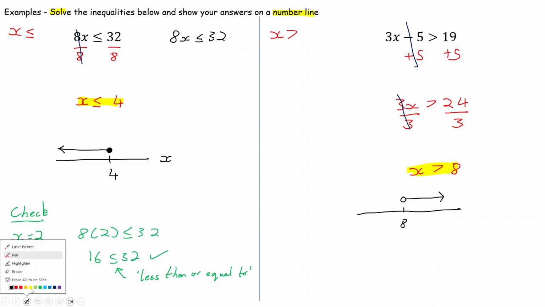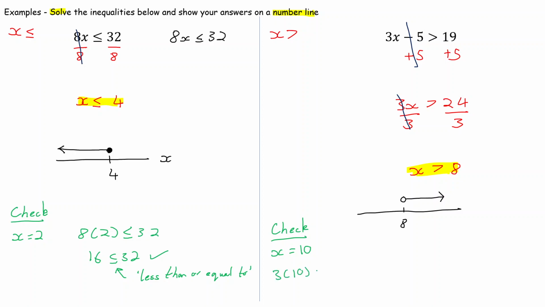And again, let's just show you what's really going on here by checking our work. We are saying any value bigger than 8, but not including 8, should satisfy our original inequality. So let's check that. Let's use a value bigger than 8, like x is equal to 10. That's quite an easy one to use. Is 3 times 10, so your x value is 10, take away 5, bigger than 19? Well, 3 times 10 is 30, take away 5, that is bigger than 19, because 25 is clearly bigger than 19. It makes sense. So any value bigger than 8 will satisfy that inequality.